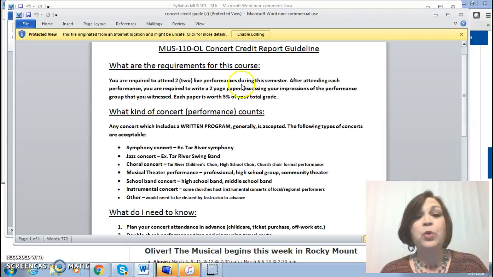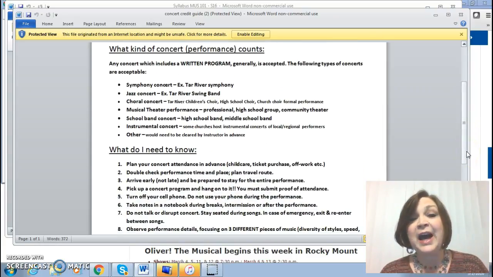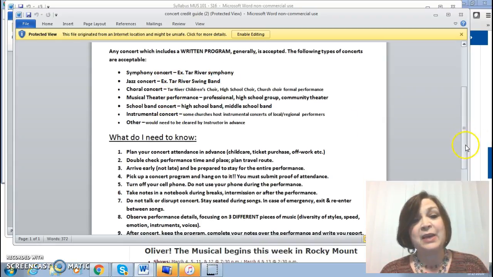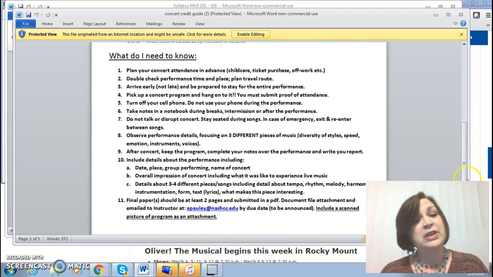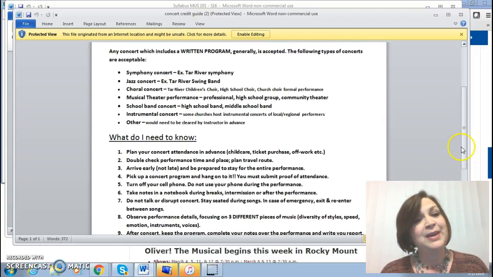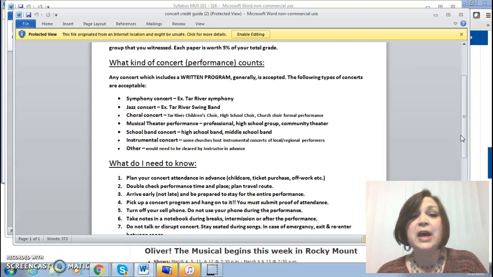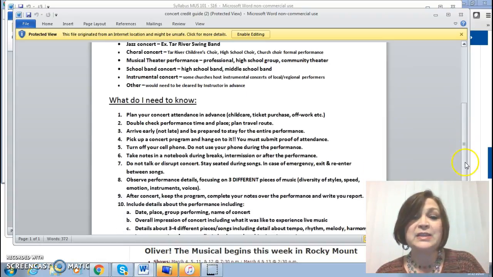It tells you what the requirements are for this course as far as live performances. Then it's going to tell you what kind of performance counts. And I have several things listed here as well as examples of those types of events. And then this is what you need to know. You need to read this. I'm not going to answer these questions because your answers are on this page. So if you email me about wanting to know more information, I'm always going to point you toward this document.